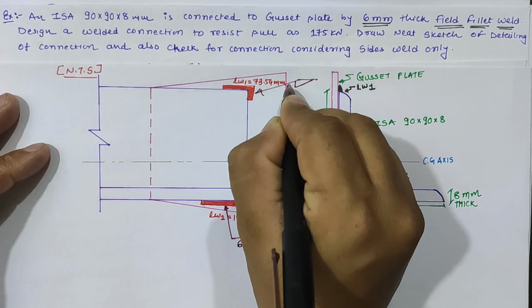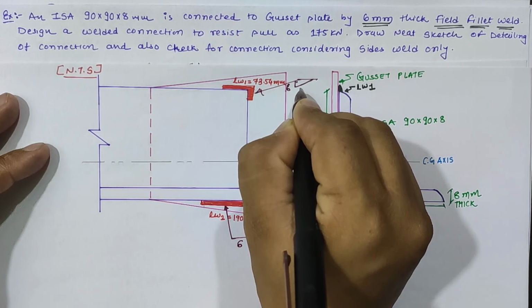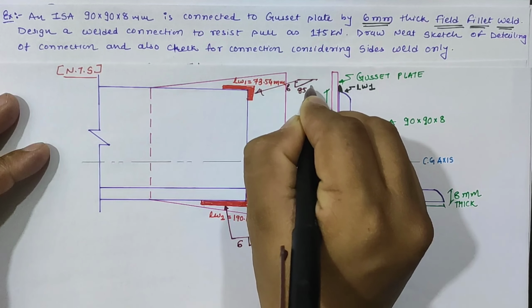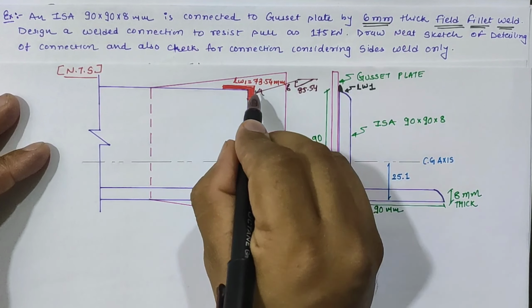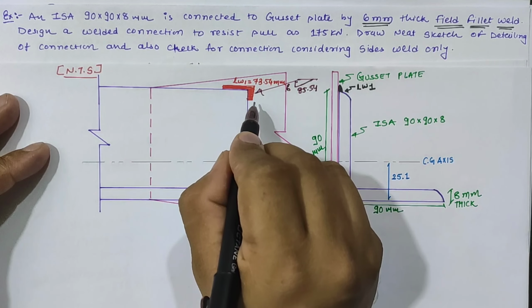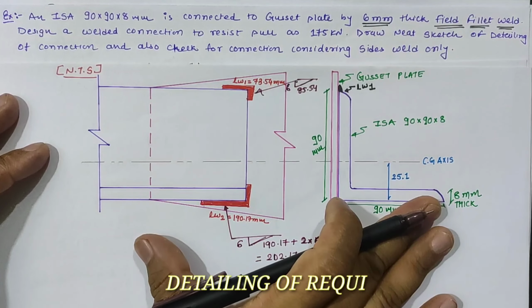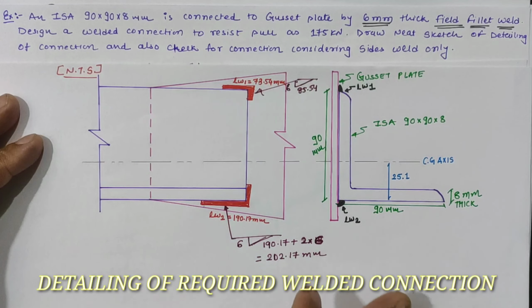Similarly at the top it is 6 mm as a thickness of weld and 85.54 mm as a total length of weld with end return. So the figure shows the detailing of the required welded connection. Thank you.